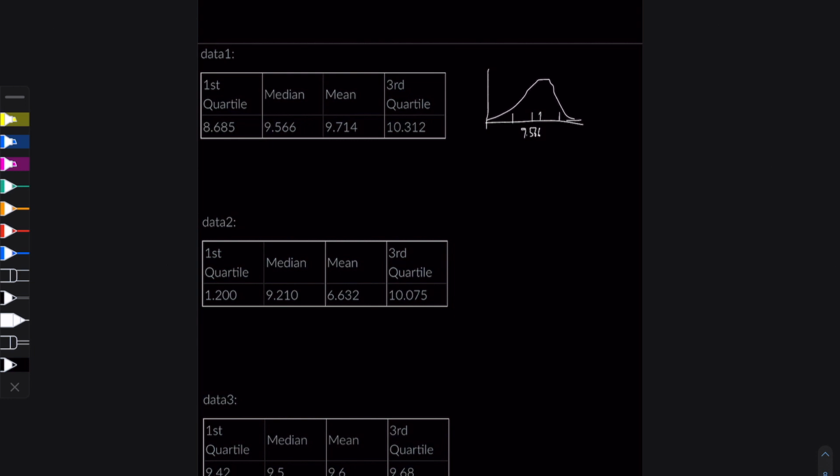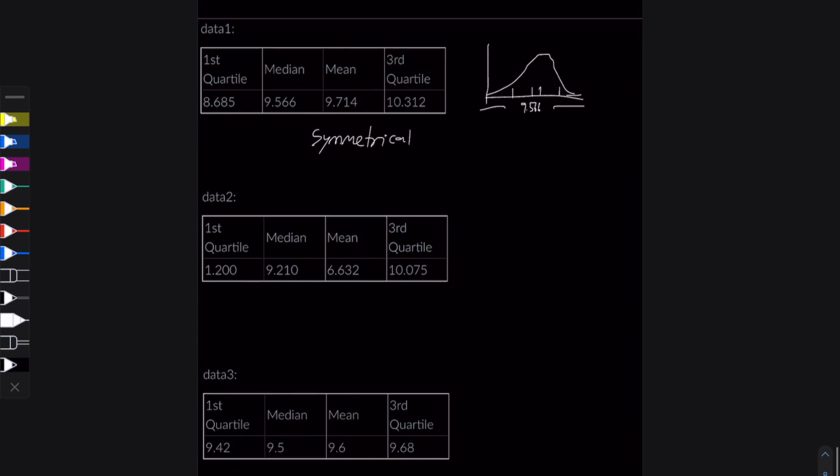So I'm going to go ahead and say this one is symmetrical because the mean and the median are so close to each other, and the third quartile and first quartile are fairly evenly spread away from the mean and the median. So if we have an even spread to the right and an even spread to the left, then that's going to signify our symmetrical data.